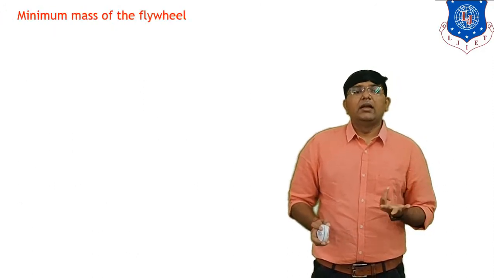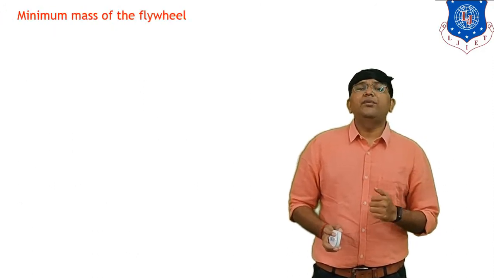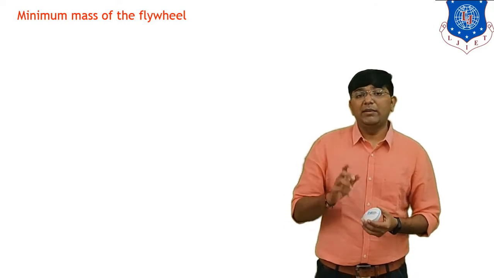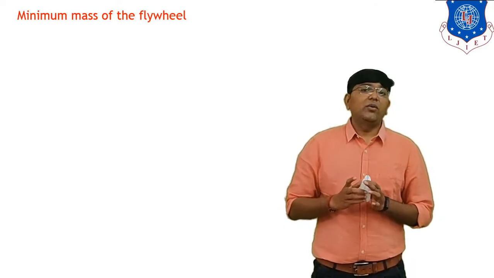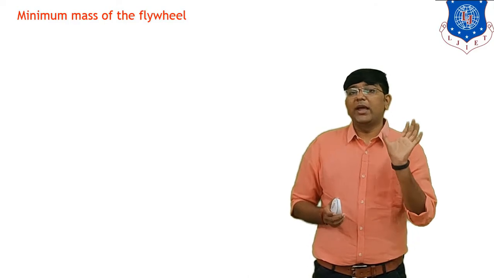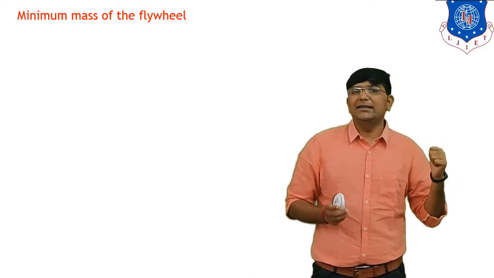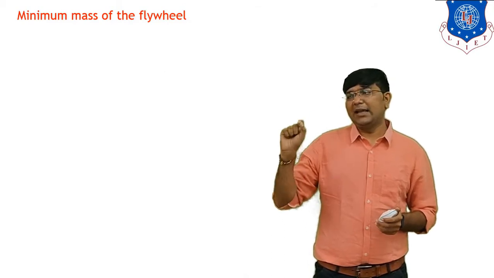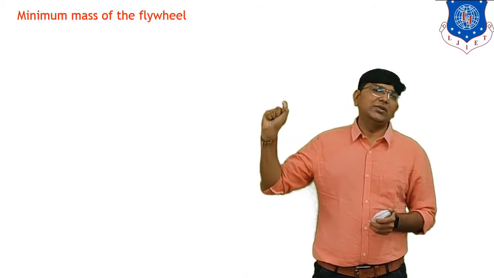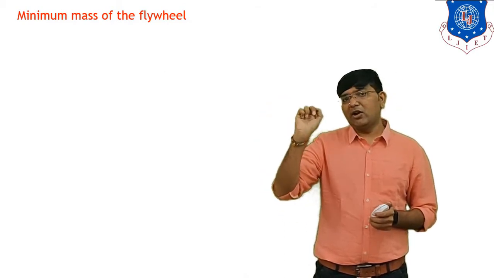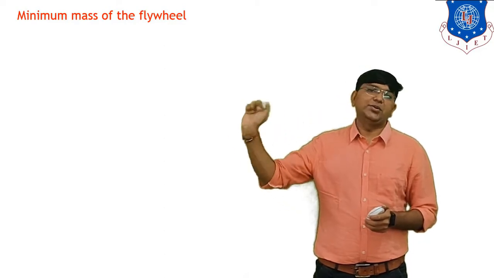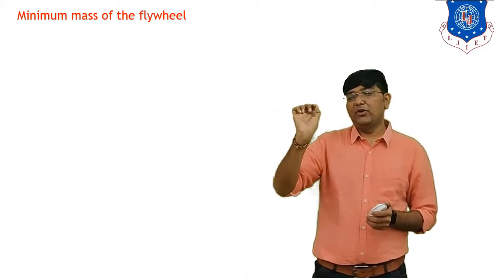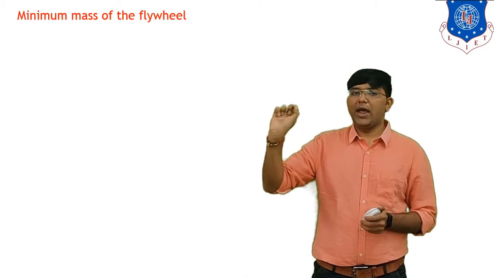Clear? Okay. Now minimum mass of the flywheel. Now we have to calculate the mass of the flywheel. So now we have the energy equation for the maximum fluctuation of energy, that is delta E. Now what is the equation for delta E? That is delta E is equal to I omega square Cs. Now instead of I you can put mk square. So based on this equation you can find the value of m.